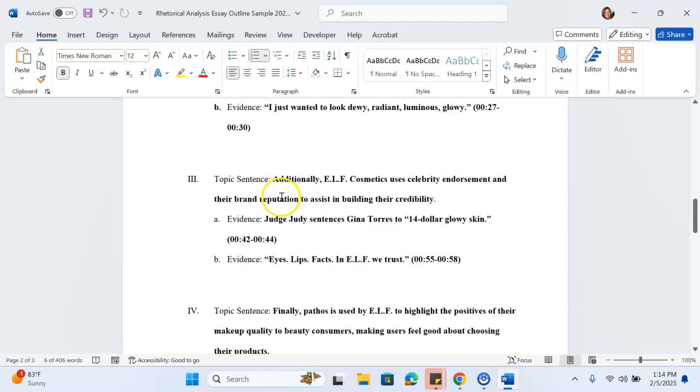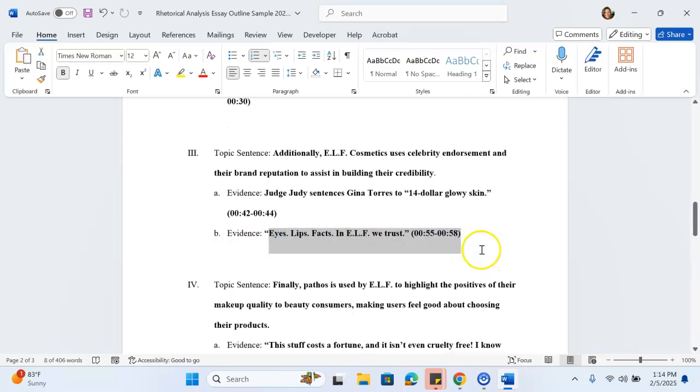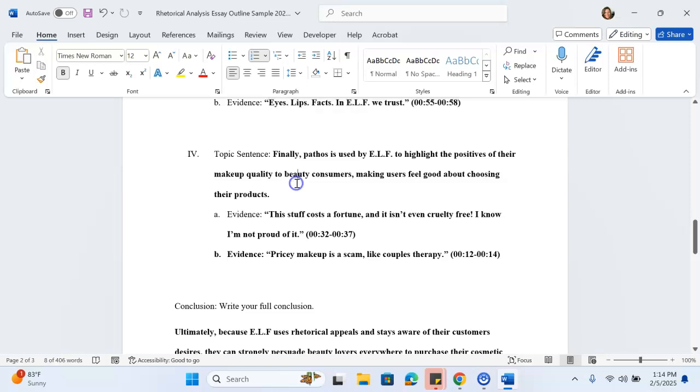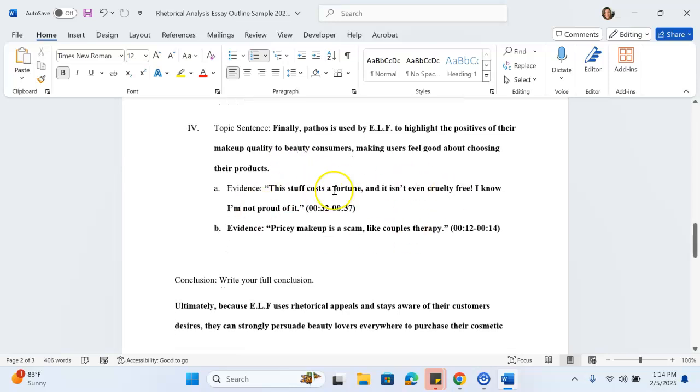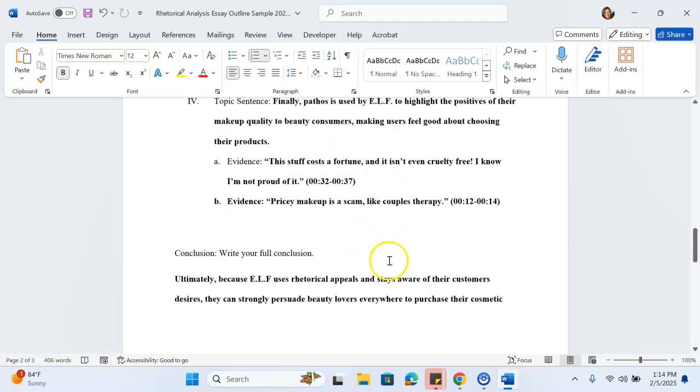She does the same thing for the next body paragraph. Additionally, e.l.f. uses celebrity endorsement and their brand reputation to assist in building their credibility. We get to see an example of that. Of both of those we have the timestamps. Then finally, pathos is used to highlight the positives of their makeup quality to beauty consumers, making users feel good about choosing their products. And again, we have our examples.